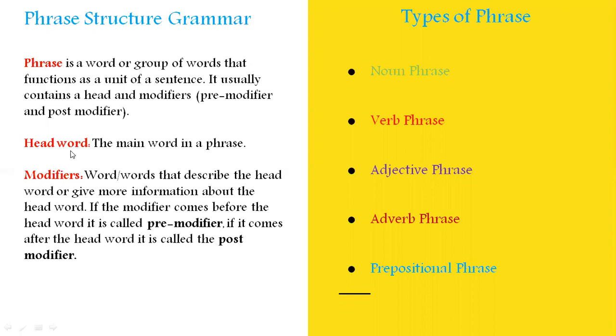Phrase म्हणजे काय? Head word and modifier. Let me give you two examples of a phrase. One is, a boy, and the second one is the boy in the class. आता हा group of words आहे. A boy and a boy in the class.